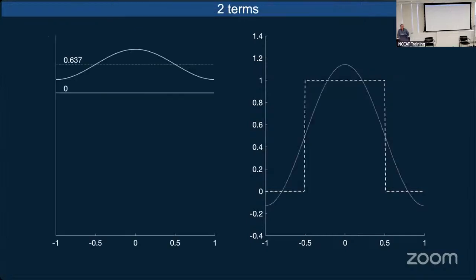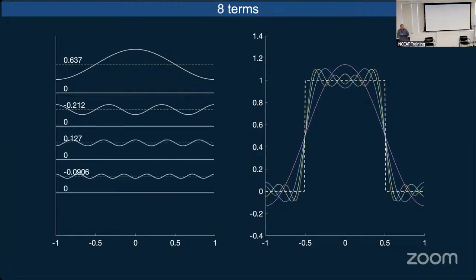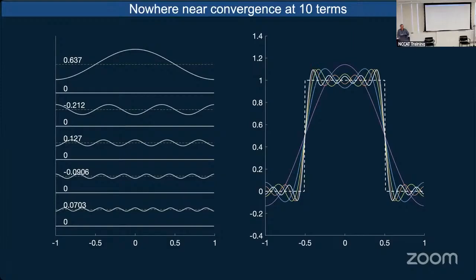Now, here's another case. I'm going to try to reproduce this rectangular function, rect of x. And so I add in a bunch of terms, and I add in more and more terms, and here I am adding in 10 terms, and I get nowhere near convergence. So this is a function that the Fourier transform has a really hard time with. That is the reconstruction of a square-shaped function, one with a discontinuous jump.